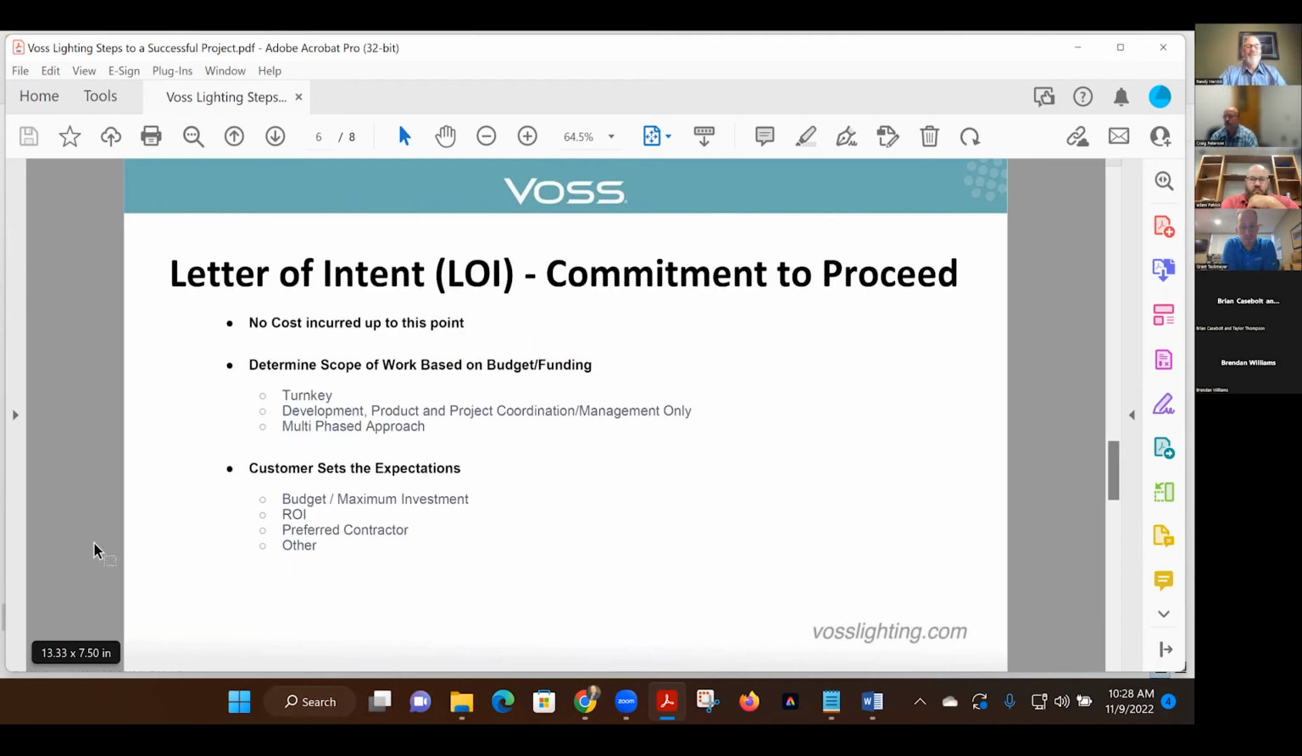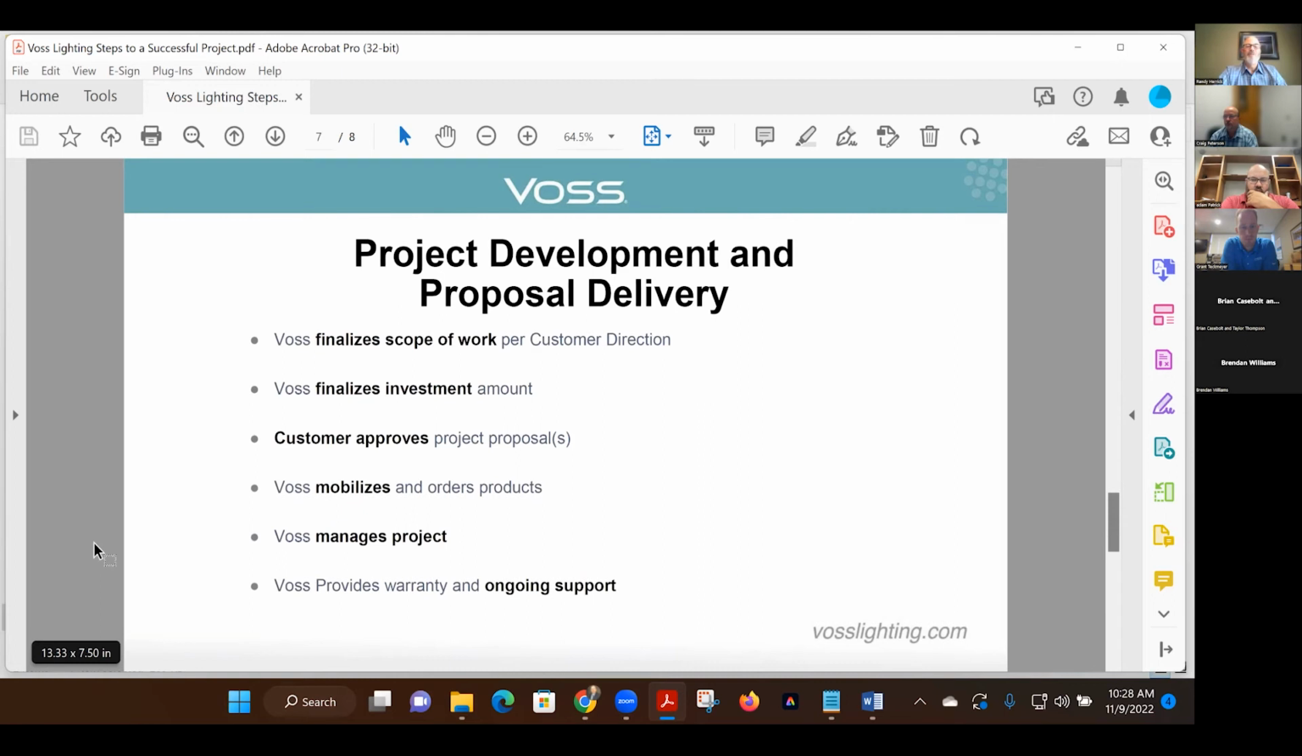So, I kind of covered that. It's just a commitment to proceed. So project development and proposal delivery: what does it look like with Voss? We're going to finalize the scope, we're going to finalize the investment, you're going to approve the project. Then we'll mobilize, we'll manage the project, and provide the warranty and ongoing support. And we'll do all those things no matter how you and the board decide to proceed.